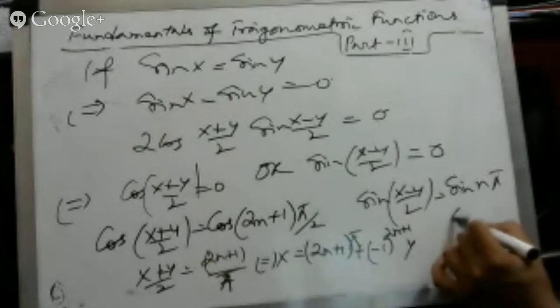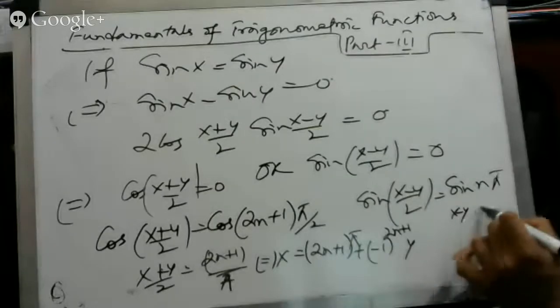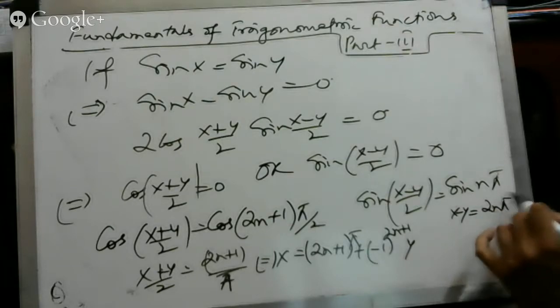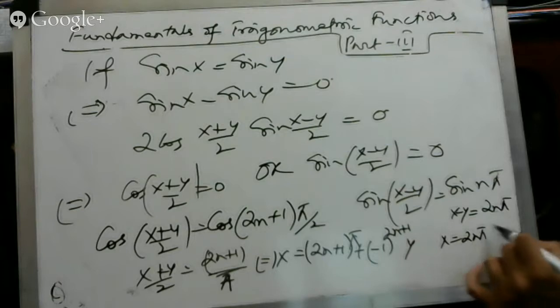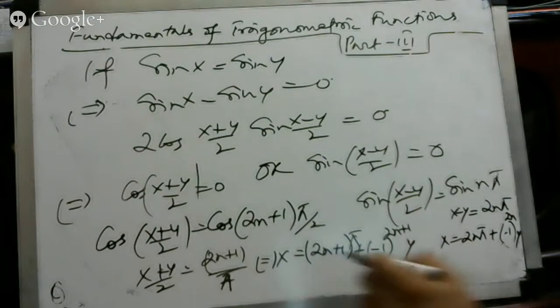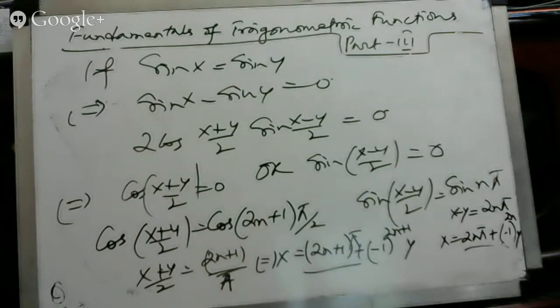And from here we get x minus y is equal to 2n pi, or x is equal to 2n pi plus minus 1 to the power of 2n into y. So here y becomes plus, for every integer it should become positive, because minus y becomes plus y. So if we simplify these two, we combine these two results. What do we get?